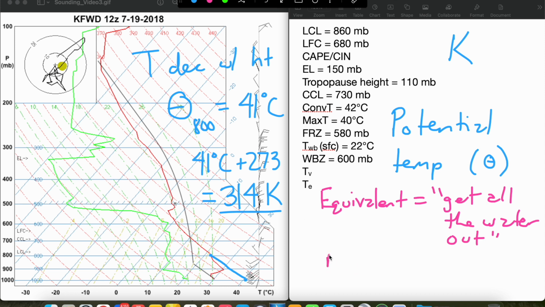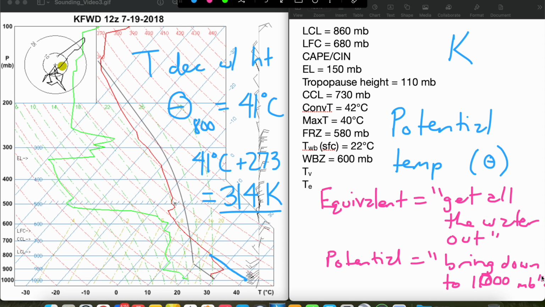And whenever you see the word potential, it means bring down to 1,000 millibars. So we would just do what we did here and take the parcel and descend it along the dry adiabat down to 1,000 millibars.